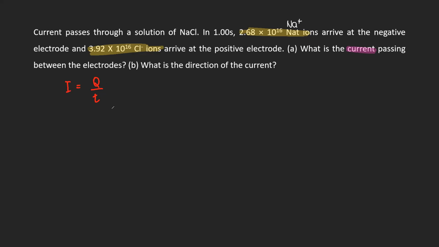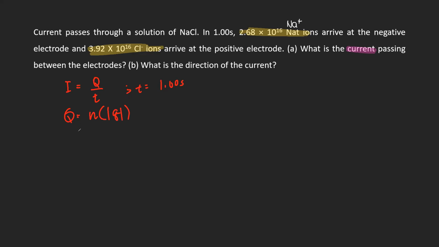So let's proceed here. What we know is time. We've got time here equals 1.00 seconds. And we have the ions, the 2.68, 3.92. Now, how do we get the Q? First things first, to get the Q, we've got to have the N times your small q. That is the charge. We're looking for the magnitude here.